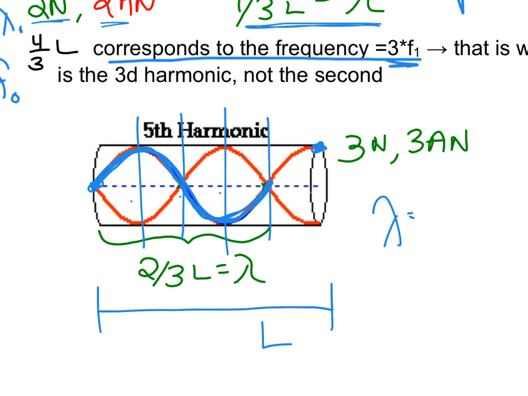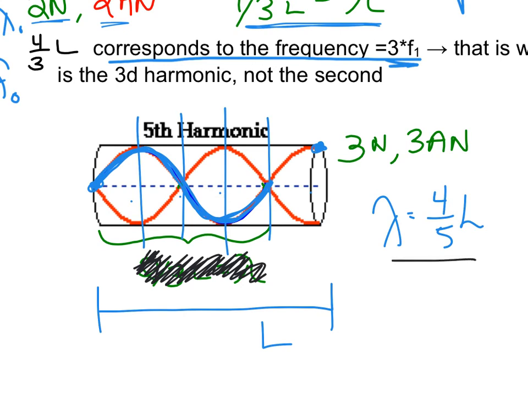So it looks to me like I've got a wavelength that is 4/5 of the length of that tube. I actually think we should get rid of that. I don't know that that is relevant here. All right. So if this wavelength is 4/5 of the length of that tube, then I could also rewrite this and say that the length of the tube is 5/4 times our wavelength.